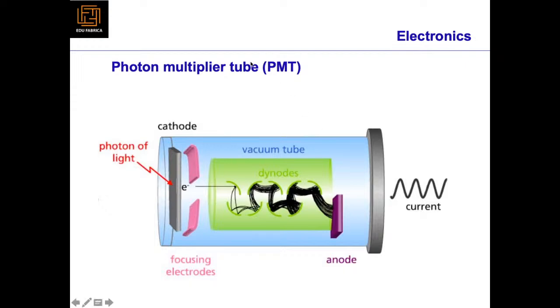And photon multiplier, PMT. So you have a photon of light here with the cathode and focusing electrodes, and the anode on the other side. So they start electrons moving from here to there, to there, to there, like this. So you have, at the end, current coming out of it.